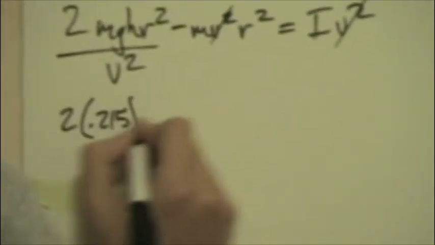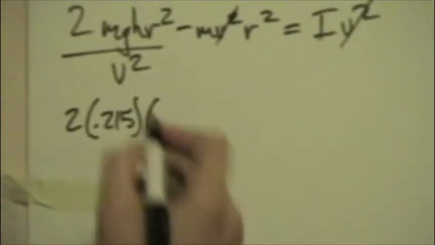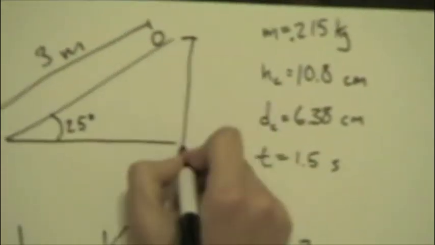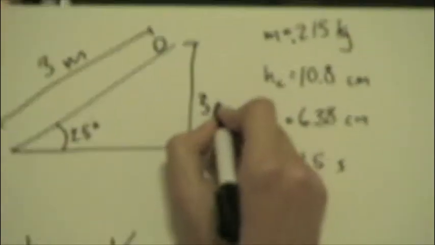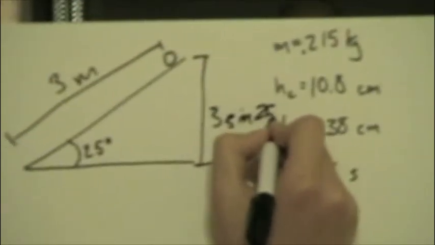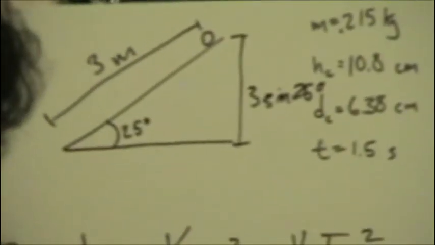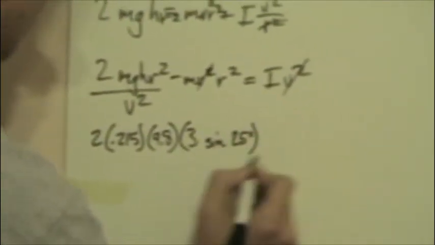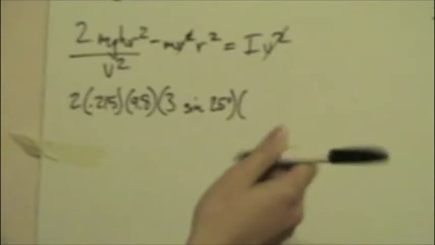So now we can do the substitution. We know 2 times the mass, 0.215, times g, which we all know to be 9.8, times the height of the ramp, which we haven't found, but from trigonometry we know that this distance here is going to be 3 times the sine of the 25 degrees. So it's going to be 3 sine of 25 degrees times the r that we found squared.